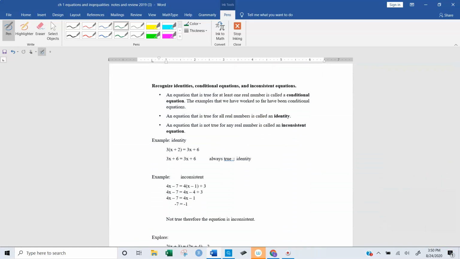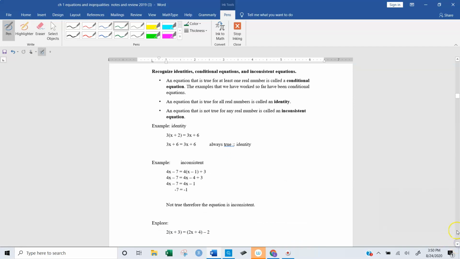All right, these are the weird ones. They have different solutions, no solutions, or all solutions, and they're just kind of a little different. Okay, an equation true for at least one real number is called a conditional equation. So it has one or maybe two things that work for it. An equation that is true for all real numbers is called an identity, so it's always true.